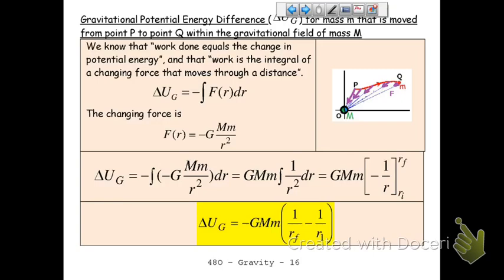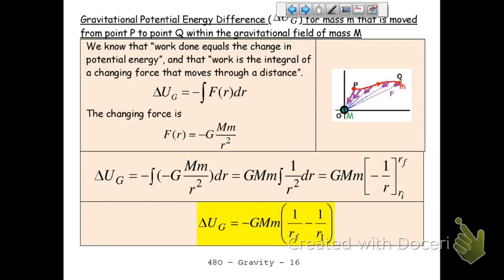So we say gravitational potential energy difference, so it's delta UG, for a mass m that is moved from point P to point Q. So it is at point P. Here's a mass, and here's a Q, within the gravitational field of mass M. So big M's the planet. We've got this little backpack, and we're moving it through space. We want to know what's the change in its potential energy? We don't have to do it in a curvy way. We could just do it vertically upwards and vertically downwards. But why not do it in a curvy way?